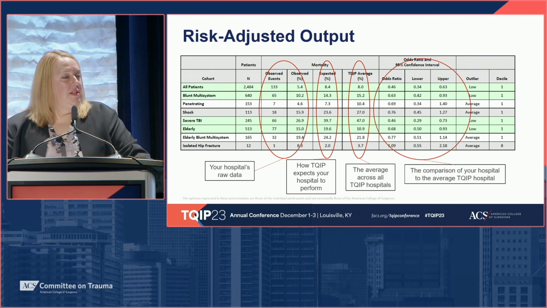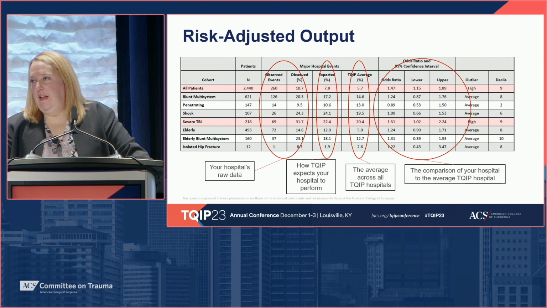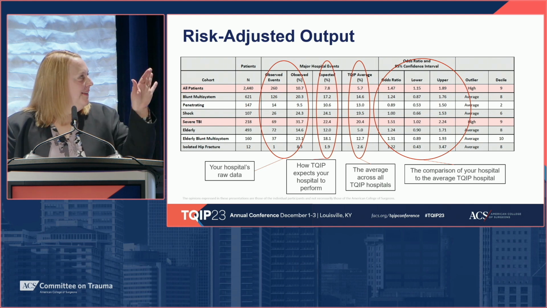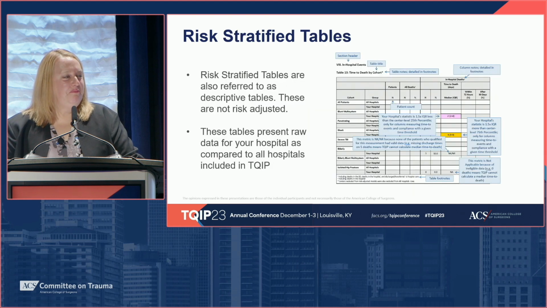This is the comparison of your hospital to the average TQIP hospital, including the odds ratios, the confidence intervals, and your outlier status. Low outliers are, of course, highlighted in green. High outliers are highlighted in red. This is all mock data, so nobody has to be worried we're putting any centers on trial here.